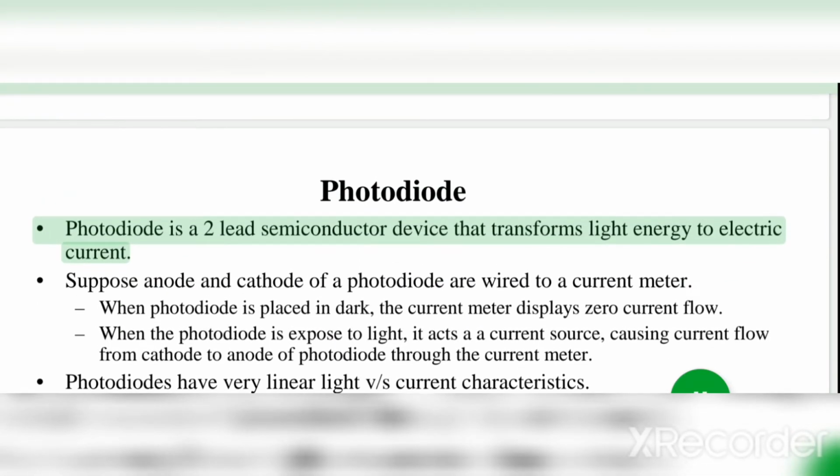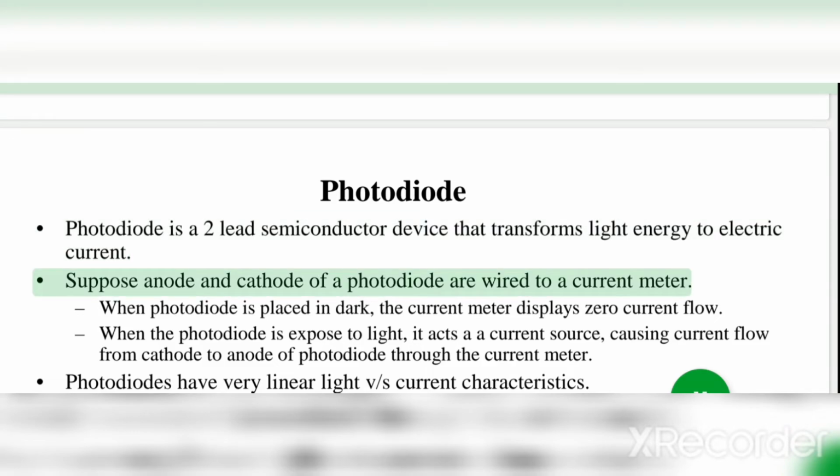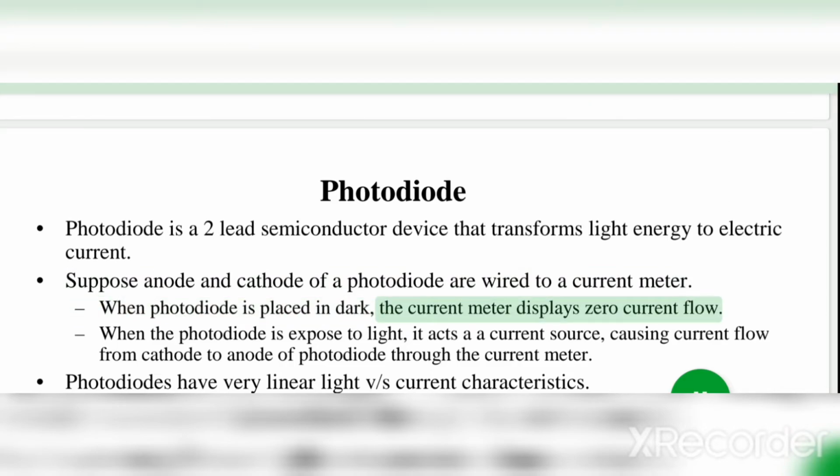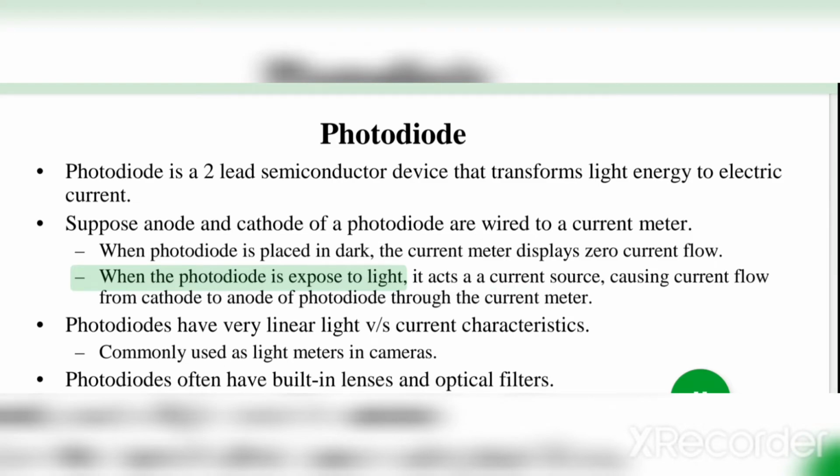A photodiode is a two-lead semiconductor device that transforms light energy to electric current. Suppose the anode and cathode of a photodiode are wired to a current meter. When the photodiode is placed in the dark, the current meter displays zero current flow. When the photodiode is exposed to light, it acts as a current source, causing current flow from the cathode to the anode of the photodiode through the current meter.